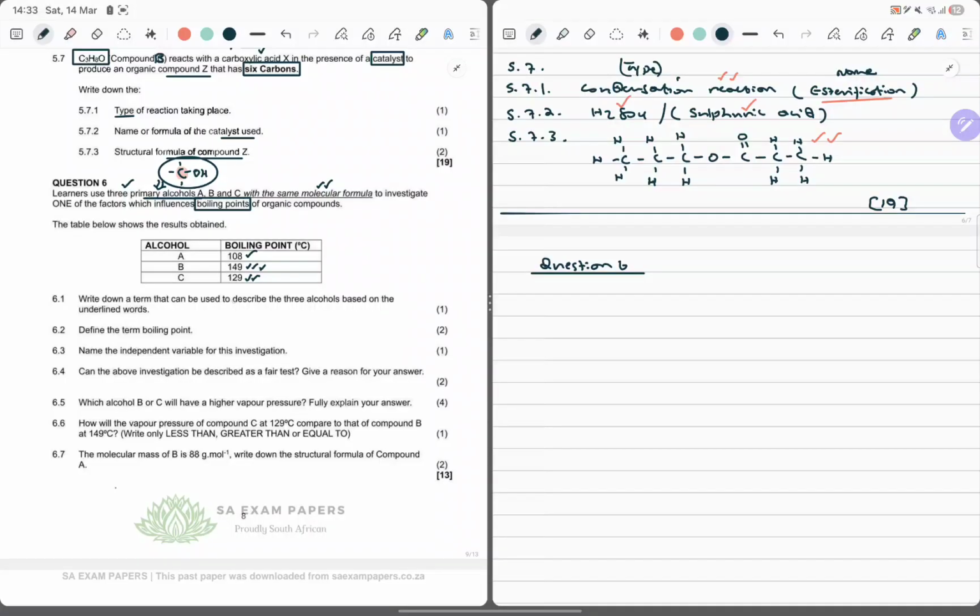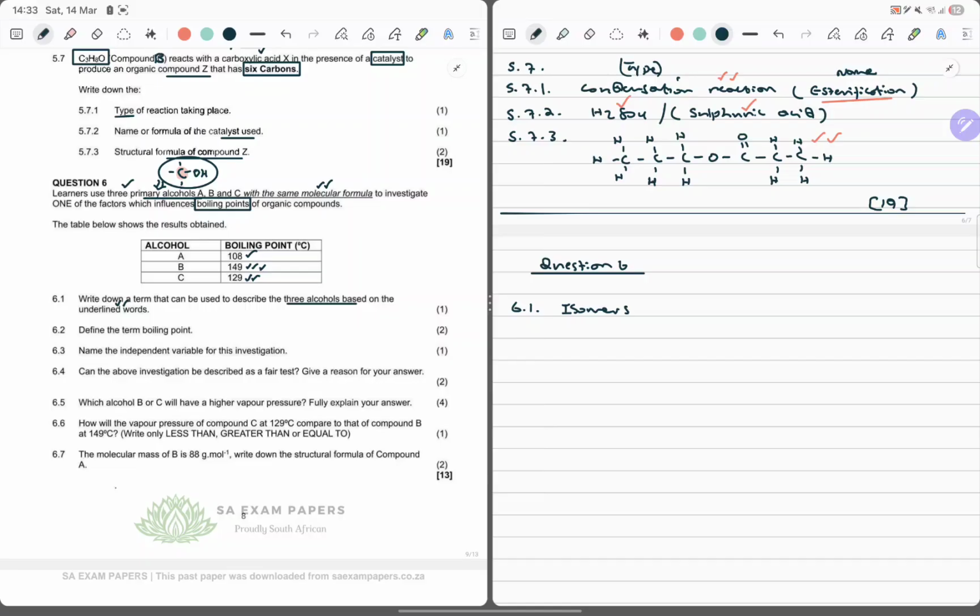Let's just write down the term that can be used to describe the 3 alcohols based on the underlined words. They are isomers. If they have the same molecular formula, chances are they have different structural formulae. So we can just say isomers. Now folks, you may want to think about it. What type of isomers are these?